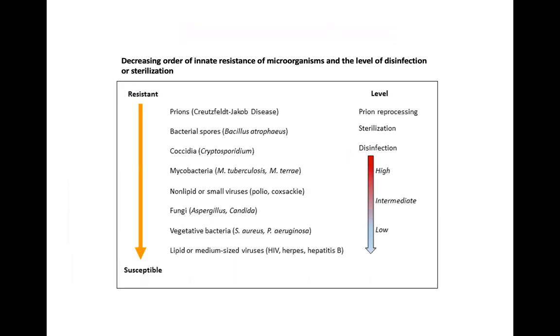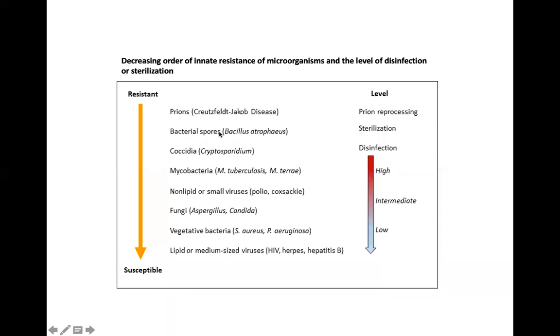About the innate resistance of microorganisms and the level of disinfection. When we look at these examples of disinfectant chemicals, you're going to see that we can classify them as high level disinfectant, intermediate level, or low level based on their strength. So high level disinfectants are stronger chemicals compared to the low level disinfectants.